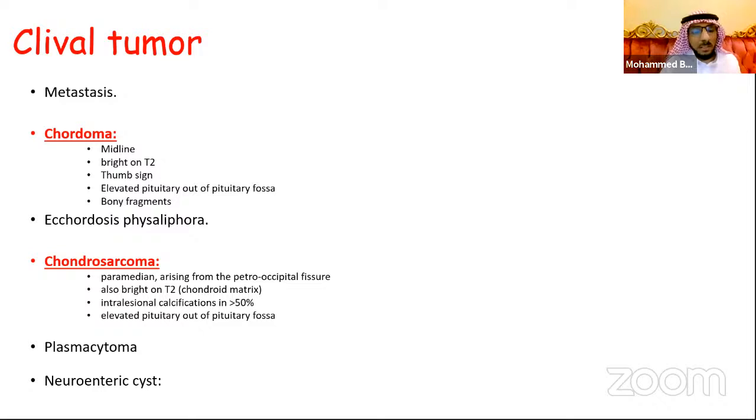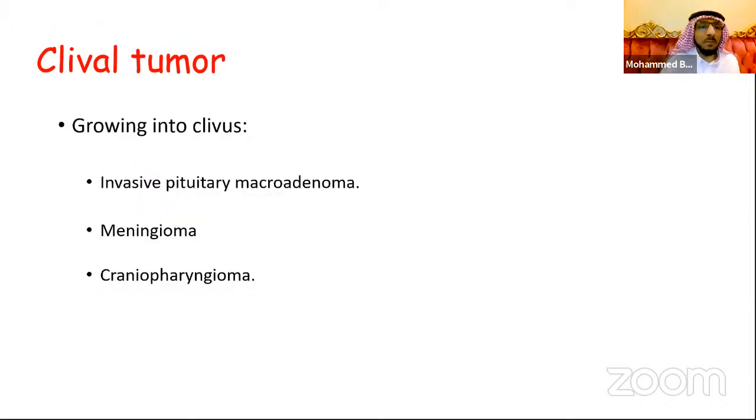It is very important to understand how to make a diagnosis, as an essential step toward understanding the surgical treatment for these tumors. Chordomas are midline versus chondrosarcomas, which are paramidline. Both will appear bright on T2. However, chondrosarcoma will show a chondroid matrix versus the thumb sign found in chordoma. Bony fragments can be found in chordoma versus intralesional calcification, which can be found in 50% of chondrosarcomas.